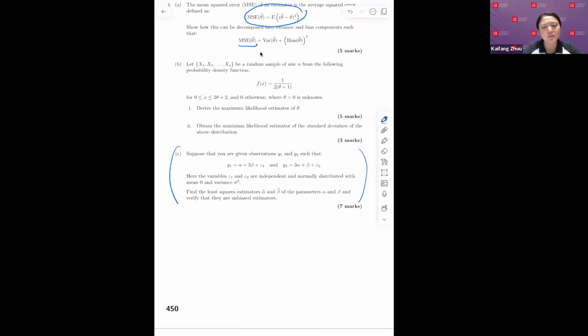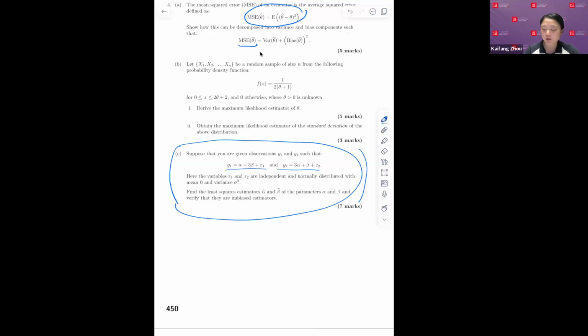And then for the least squares estimation, normally we use the least squares estimation method to help us estimate the parameters for the linear regression model. For example, for this question, we'll give you a linear regression model like this, and I would like you to derive the least squares estimators for alpha and beta. So for least squares estimation, we normally combine it with the linear regression type of question, and then ask you to derive the least squares estimators.